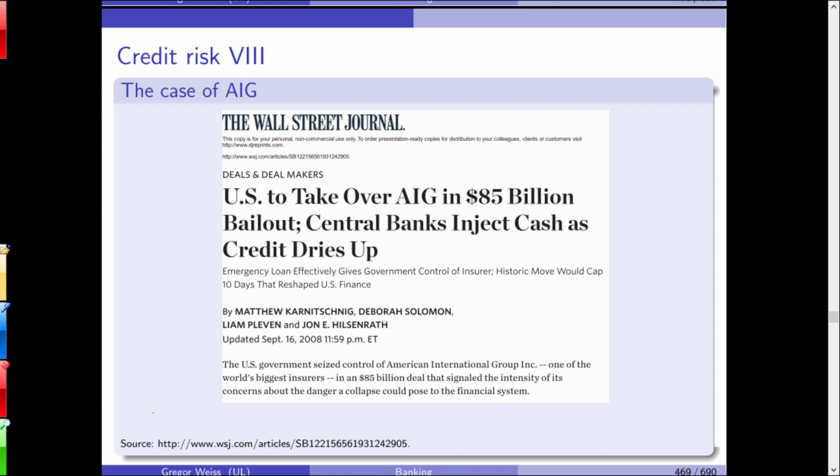Here you have an extract from the Wall Street Journal. US to take over AIG in 85 billion bailout. Central banks inject cash as credit dries up. And this is a very important turning point in the regulation of insurance companies worldwide, because this was a huge disaster for regulators and supervisors, and the very first case where a large insurance company became systemically relevant.